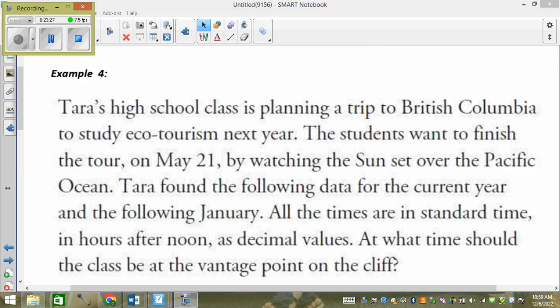Tara's high school class is planning a trip to British Columbia to study ecotourism next year. The students want to finish the tour on May 21st by watching the sun set over the Pacific Ocean. Tara found the following data for the current year and the following January. All times are in standard time, in hours, afternoon, as decimal values. At what time should the class be at the vantage point on the cliff?